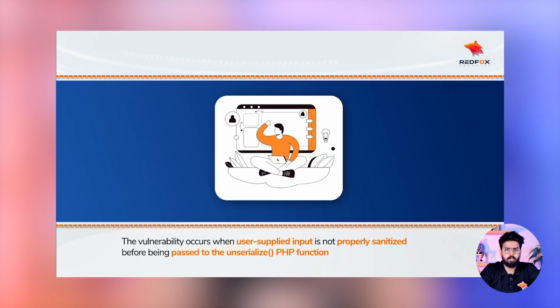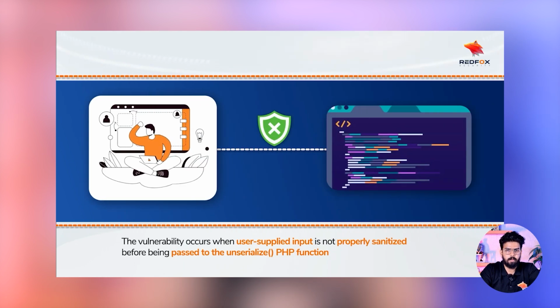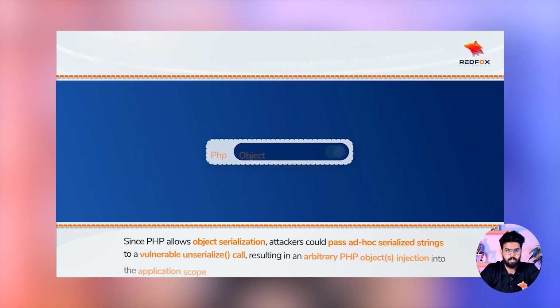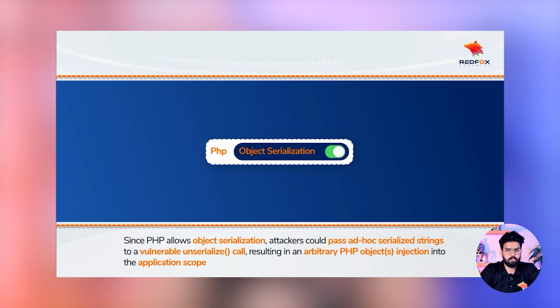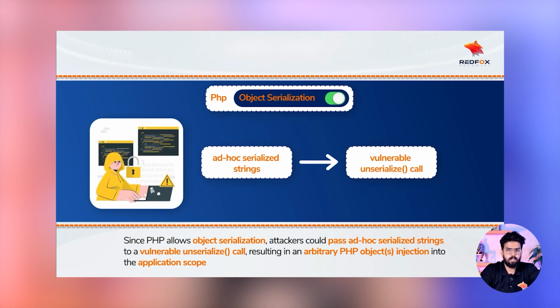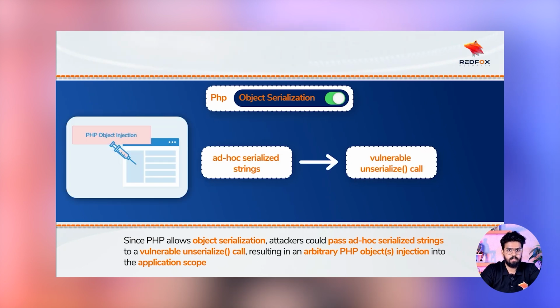Now, the vulnerability occurs when user-supplied input is not properly sanitized before being passed to the unserialize PHP function. Since PHP allows object serialization, attackers could pass ad hoc serialized strings to a vulnerable unserialize call, resulting in an arbitrary PHP object injection into the application scope.